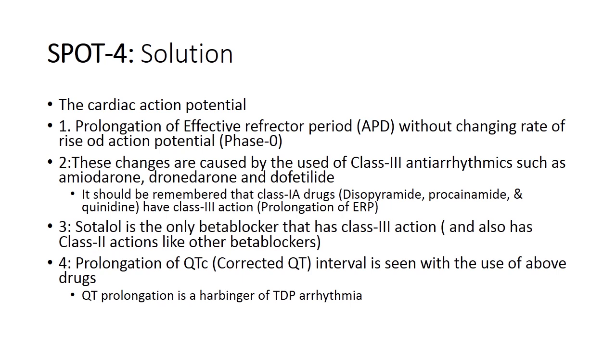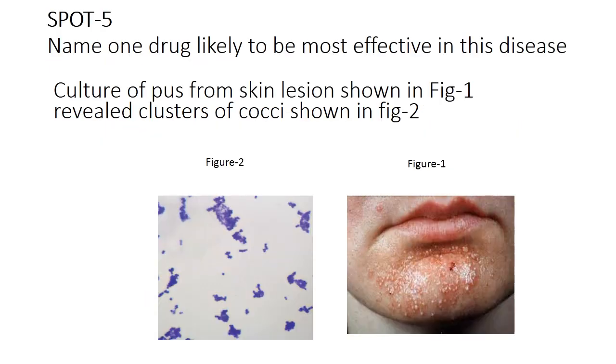Prolongation of QT interval or QTc interval, corrected QT interval, is usually seen with the use of such drugs which prolong effective refractory period. And QT prolongation is one of the biggest risk factors for occurrence of ventricular torsades de pointes dysrhythmias, which can be lethal. Spot 5 is identification of the cutaneous lesions, cause of the lesion, and suggesting a treatment or a drug.